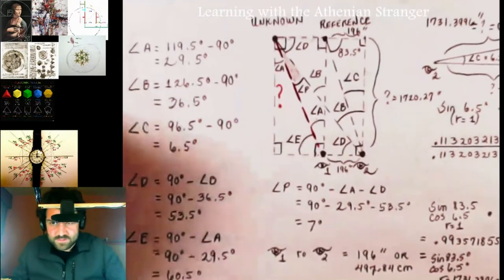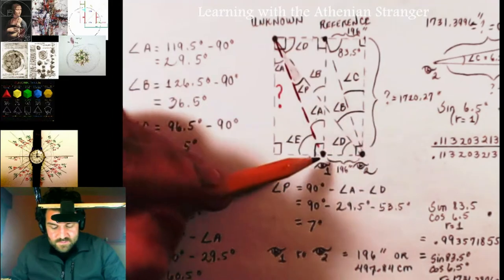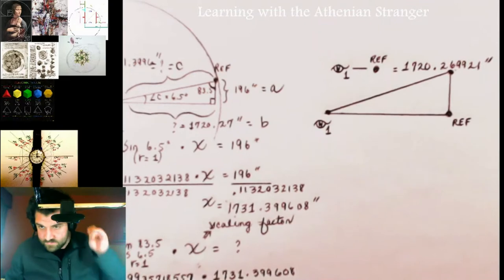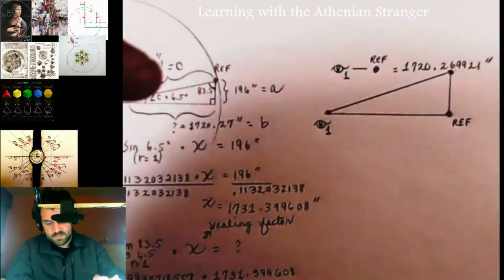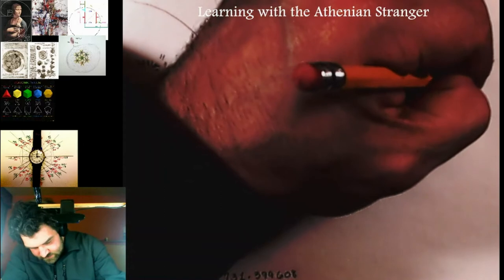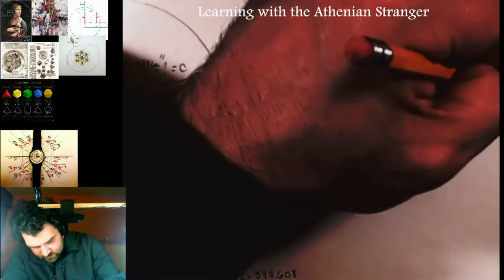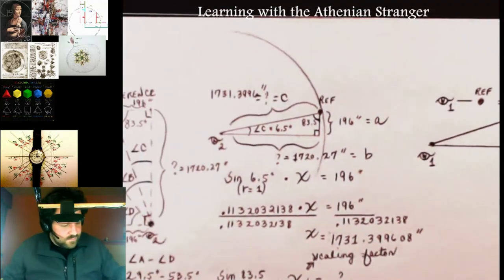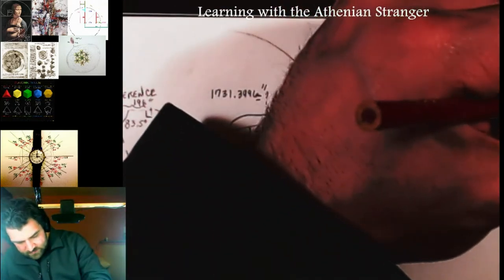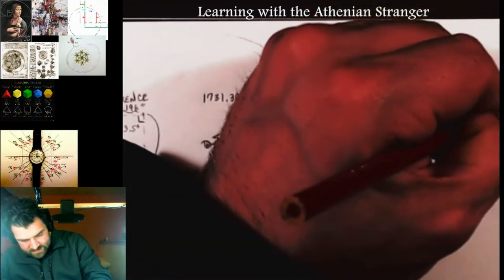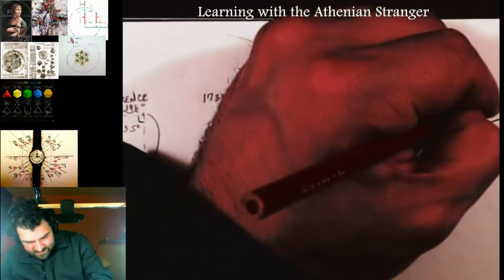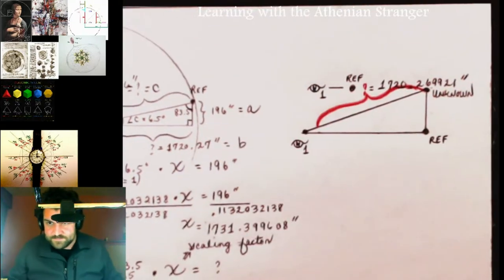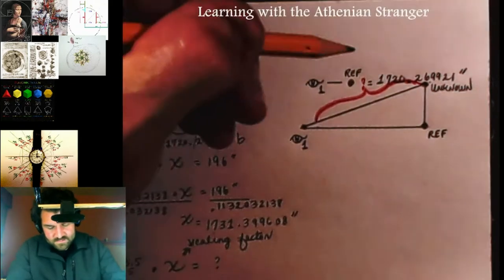If I zoom back to this: my unknown light pole, reference light pole, and viewing location one. I've just turned it on its side to make it a little more visually clear what we're doing. So this is the unknown light pole. Now, remember, what we're endeavoring to find through this whole problem is that distance right there. I want to know what that distance is.